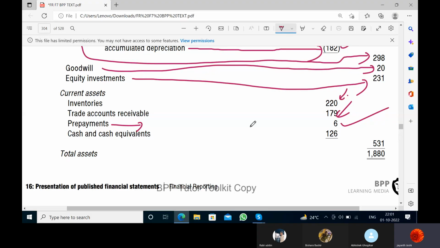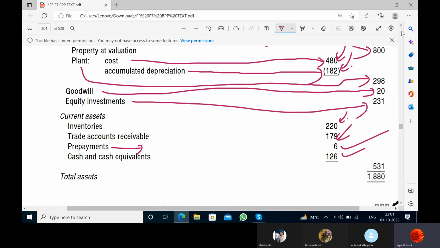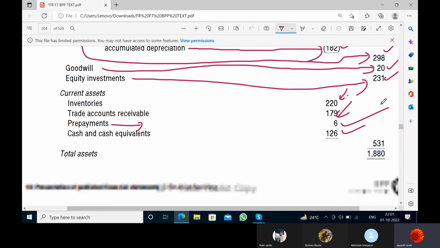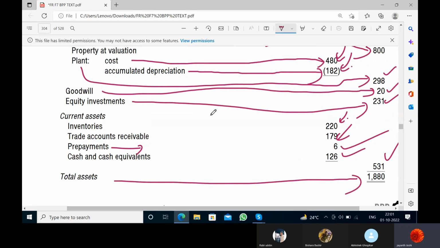And then cash and cash equivalents is given directly in the balance sheet as 126. Now you have to add all this. 800 plus 298 plus 20 plus 231 and 531. You get the total of assets. That is 1880. Now have a look through this. We'll go for the liabilities.